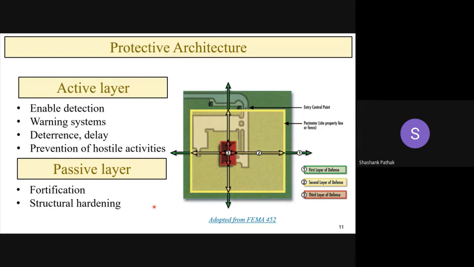We as civil engineers, as structural engineers, are interested in the passive layer. If we are electronics engineers, electrical engineers, computer science engineers, or cyber crime experts, we may be interested in the active layer. So civil engineers or mechanical engineers, or you can say the school of engineering, are basically interested in the passive layer, right?